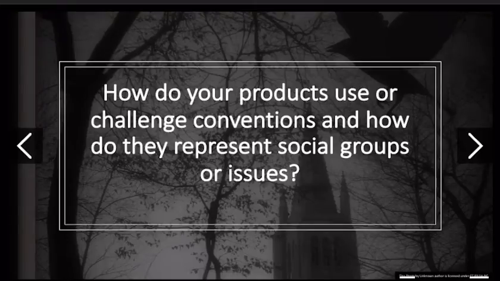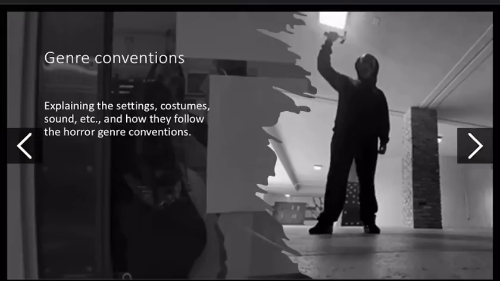How do your products use or challenge conventions? In the shots on this slide, it shows our killer, aka Ethan. This is a low angle shot showing that the killer is extremely powerful, and since he was a little short, we had to do the low angle shot to make him look a little bit taller. The killer is also dressed in all black, and as a weapon we used a hammer, and we were extremely safe with it.